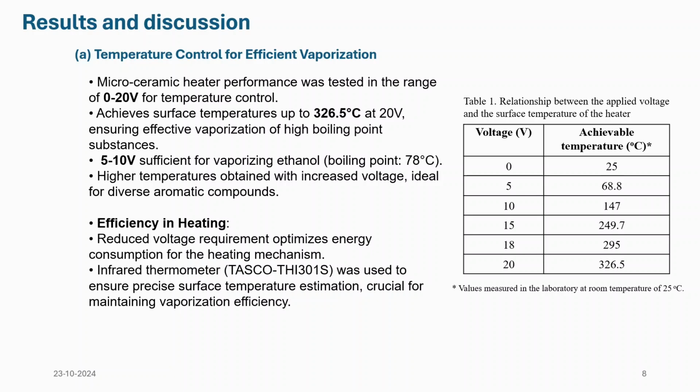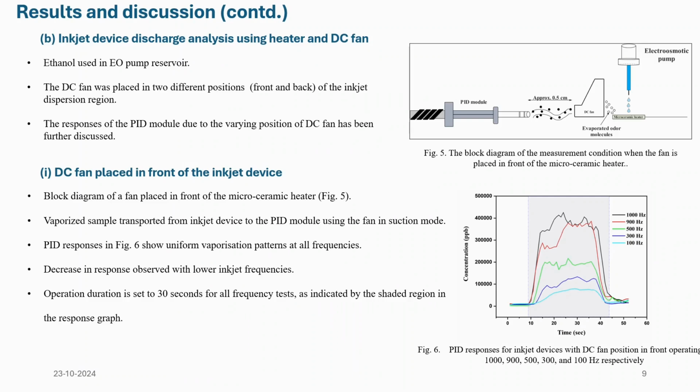So in this case, for measuring the temperature, we use the infrared thermometer. Now for the analysis of the airflow, there were two types of positions considered in this case. So in the first position, front and back. First the DC fan was set in front, and in the second case, the DC fan was set in the back to properly optimize the airflow for getting an optimized result.